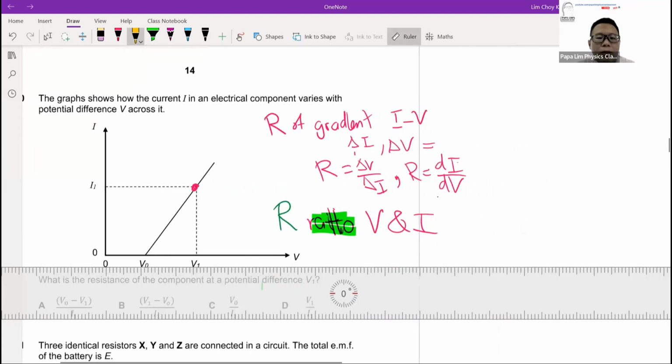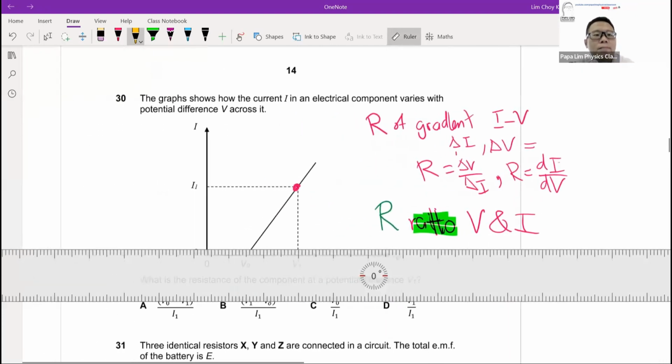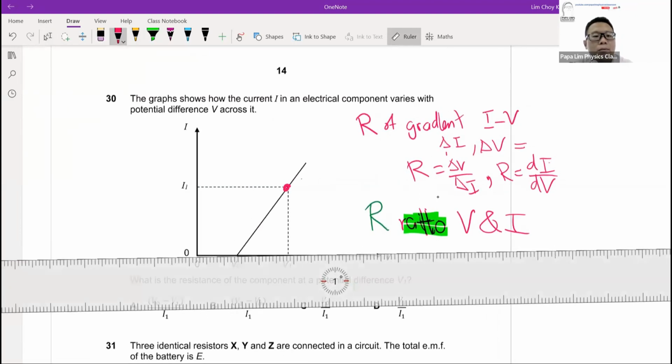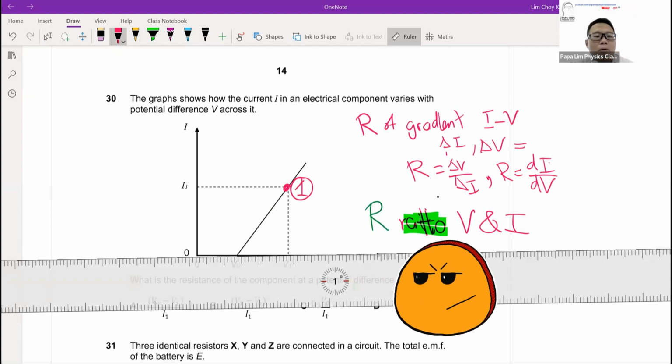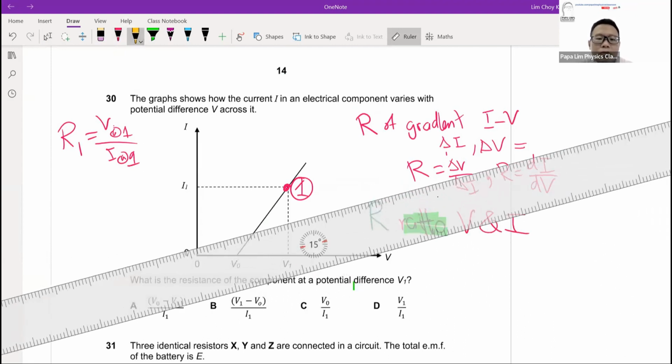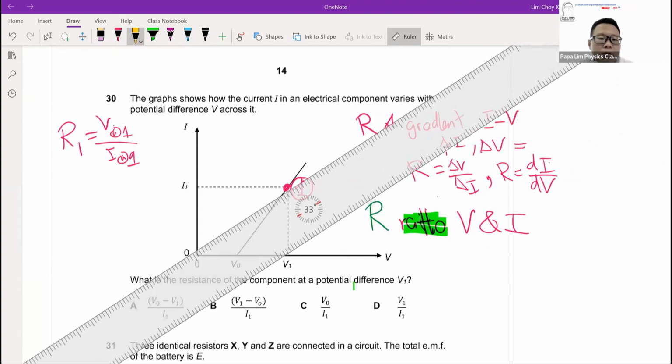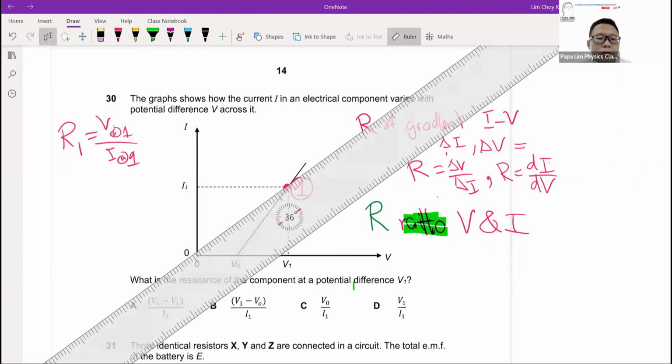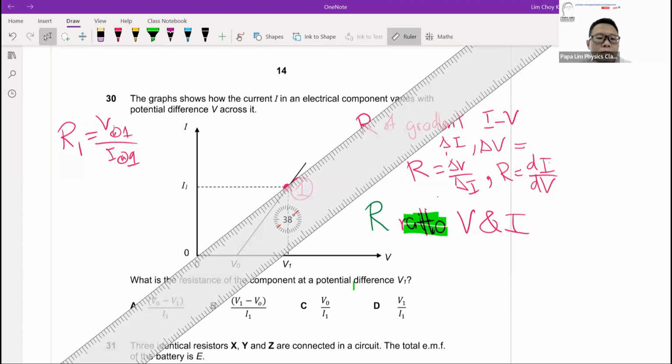So for example, how do I find the resistance at point 1? If I want to find the resistance of point 1, I should find the voltage at 1 and the current at 1. So how do I find the current at 1? The easiest way is to connect it to the origin. So I connect it to the origin. So this is the correct origin.